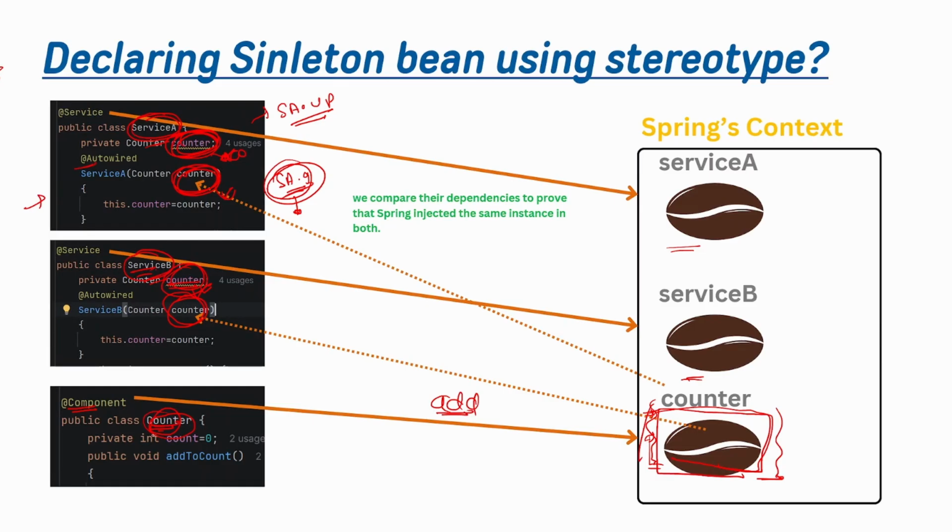So this is the whole flow. A counter is added to the Spring context, and service A and service B are added to the Spring context, and this same counter is injected in both the services that are using the counter object. So basically there is only one instance of the counter bean in the Spring context. This is the way we can add the singleton scope into the Spring context using the stereotype annotations.